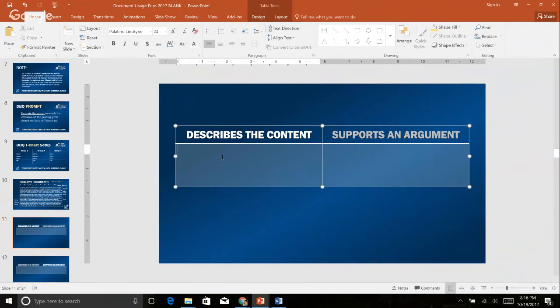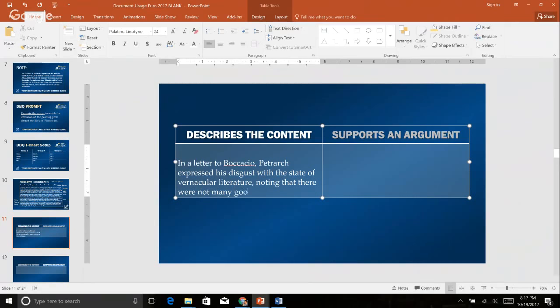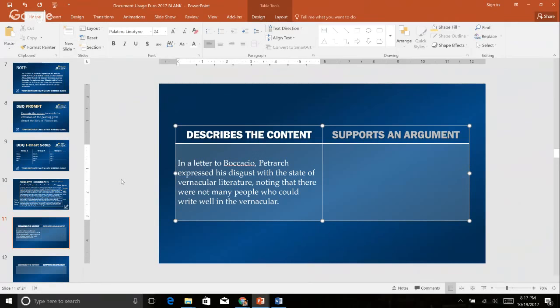Okay, so what we would note here is in a letter to Boccaccio, Petrarch expressed his disgust with the state of vernacular literature, noting that there were not many people who could write well in the vernacular. Okay. And so what we could do here, so describes the content.